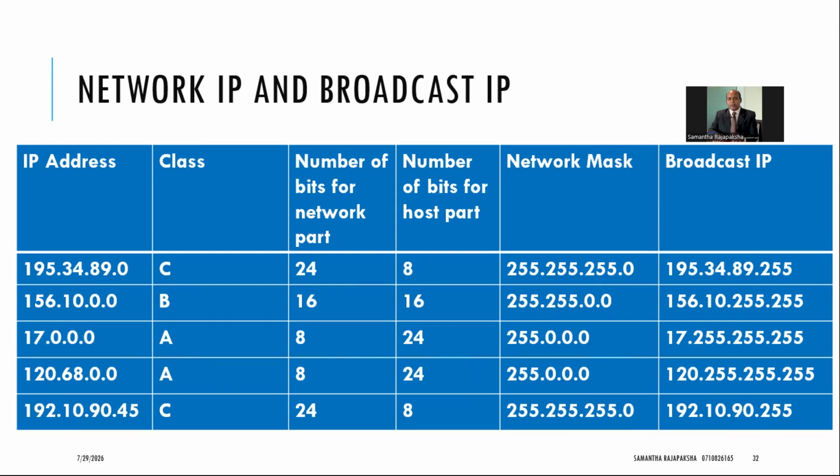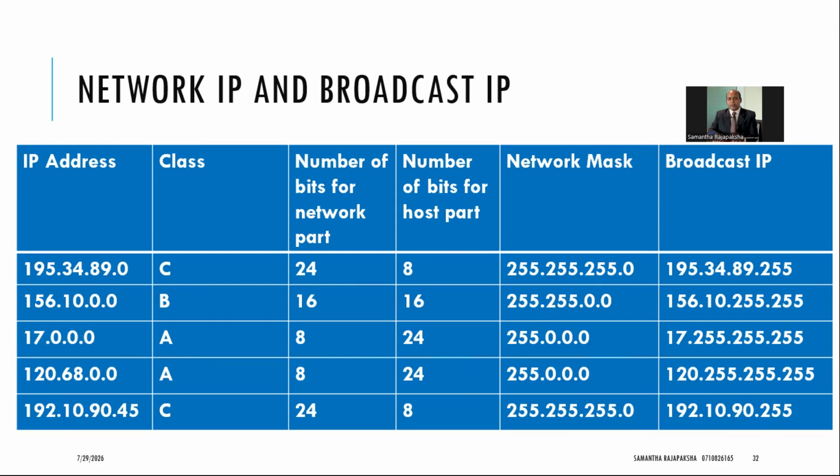Then the network mask: you know that the class C network mask is 255.255.255.0. Class B is 255.255.0.0, like that you can find it. For the broadcast address in class C, only the last byte is changing, so the last address is 255. Their broadcast address is 195.34.89.255.